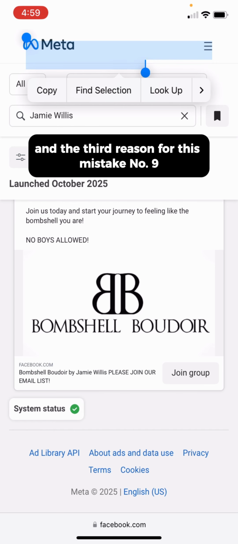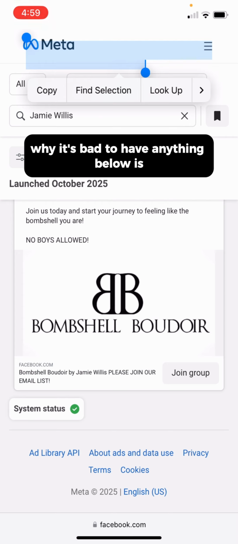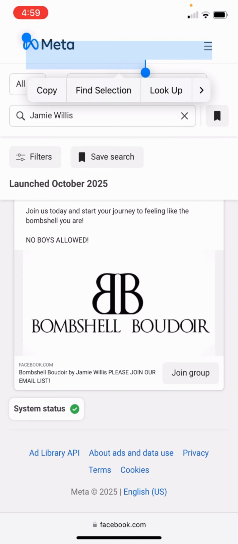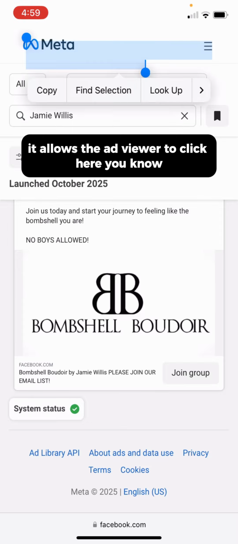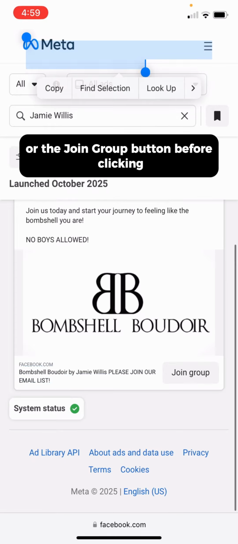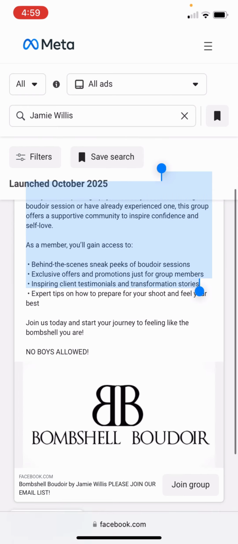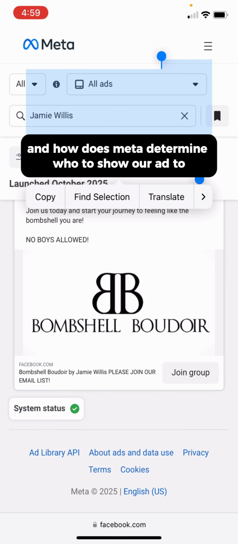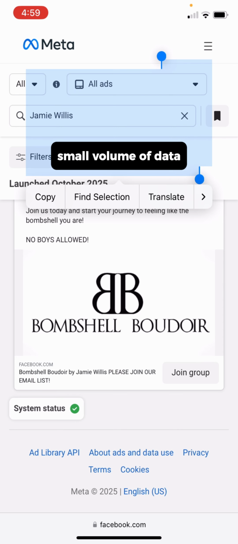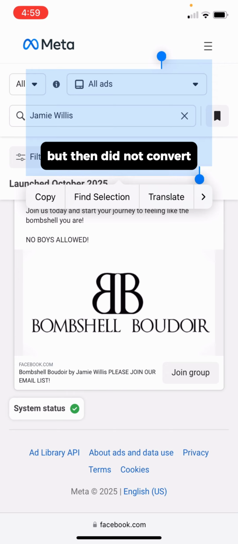And the third reason for this mistake number 9, the 80% of the reason why it's bad to have anything below is it allows the ad viewer to click here, this text here in the bottom left or the join group button, before clicking see more, before getting pre-qualified. And how does Meta determine who to show our ad to? Well, obviously by who clicked and converted, which is a small number of people. It's a small volume of data. But a much larger volume of data is who clicked but then did not convert.